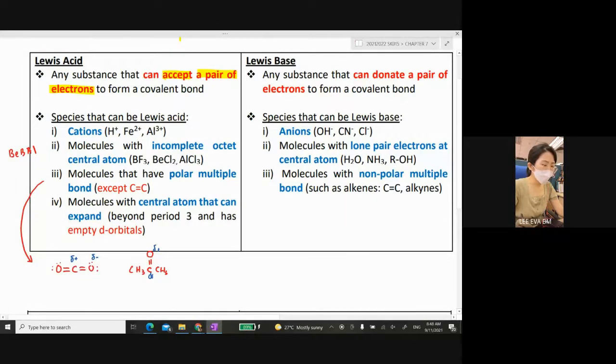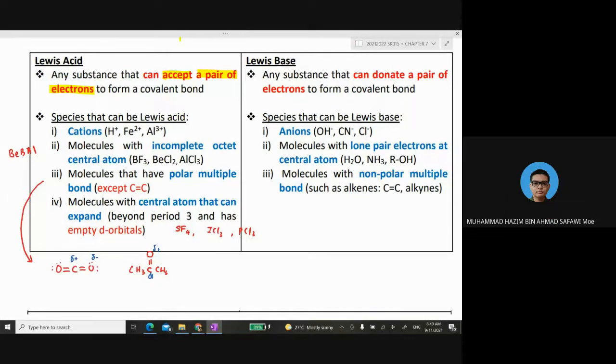Okay. Number 4. Molecule with central atom that can expand beyond period 3 and has empty orbital. So for example, if you have sulfur SF4, maybe I have ICl3. What else do we have? PCl3 and so on. Sulfur, iodine, phosphorus, they are all beyond period 3. So they will have the 3d orbitals, 4d orbitals, 5d orbitals that are empty and can accept the electron. Do you get this? Is it okay? Yes, madam. Okay, the examples are given here, you can refer to them for Lewis acid.